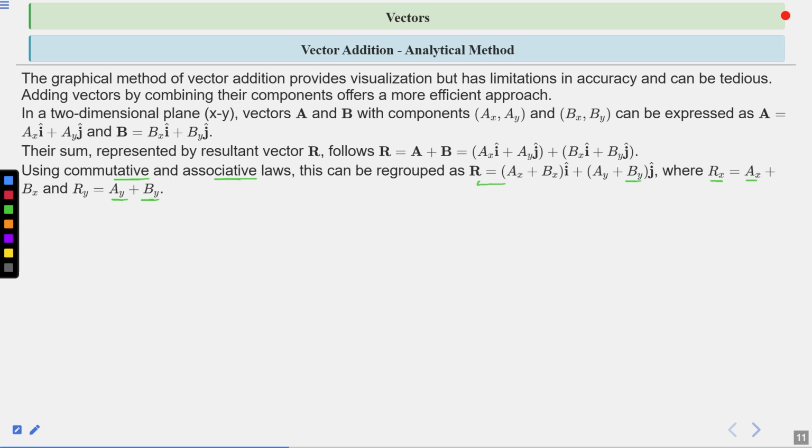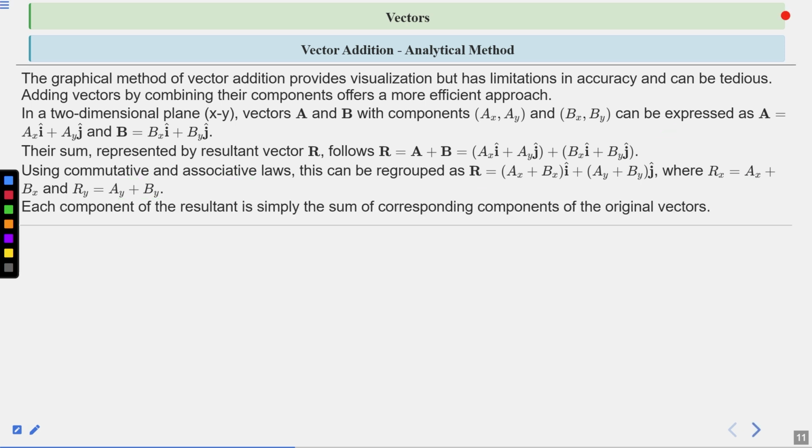Now suppose we have a vector N. If we want to express this vector as a unit vector, it can be written as n cap. So it is a unit vector. Each component of the resultant is simply the sum of the corresponding components of the original vectors.